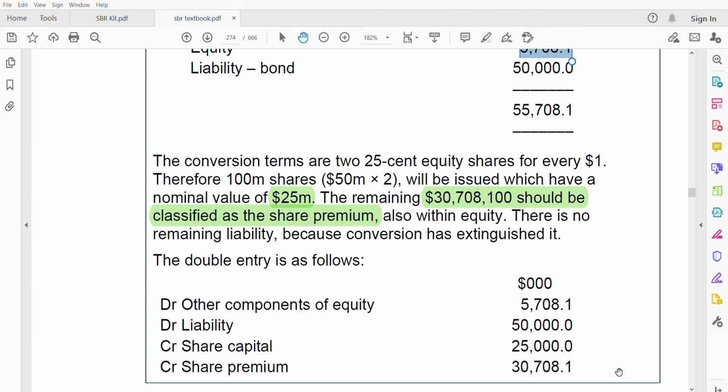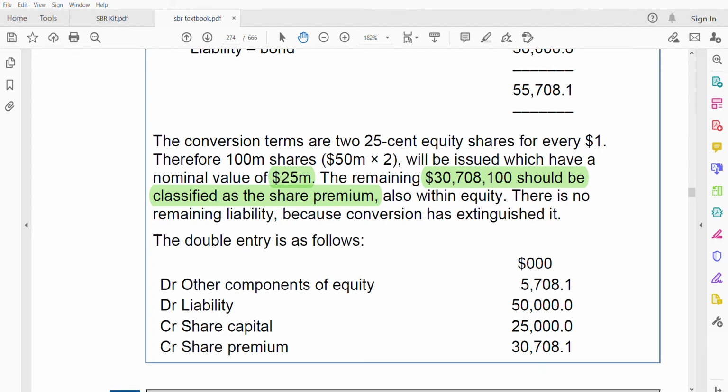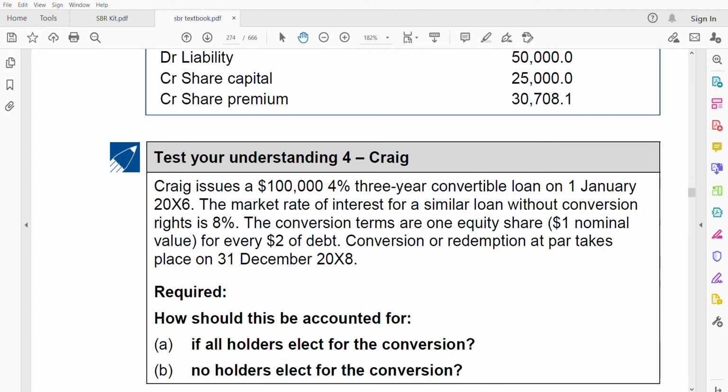And make sure whenever you do double entry, your debit should balance with your credit. If it does not, then you need to recheck your calculations. If you add this and this, the debit side, it is 5708.12. If you add these two also, it will be the same. The share capital and the premium 5708.1. So it balances. Now the next is test understanding 4.